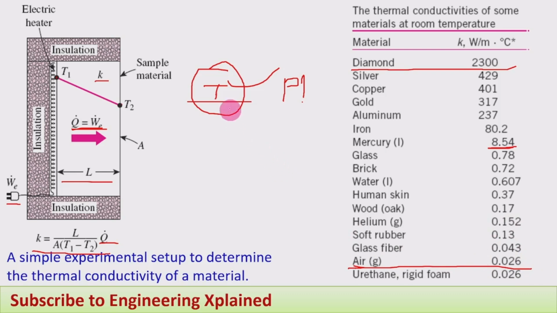Then thermal conductivity varies with temperature. As the temperature changes, the thermal conductivity also changes. But it does not vary with respect to pressure; it varies with respect to temperature. In most practical cases, the variation with respect to temperature also we are not going to consider. We take a constant thermal conductivity of the material at lower temperatures. At a higher temperature, the variation we need to consider.